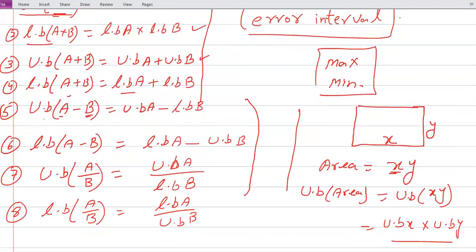The only difficulty you will feel is with division and subtraction. For example, if you have to find the upper bound of A minus B, you will use the upper bound of the first minus the lower bound of the second. If you have to find the lower bound of A minus B, use the lower bound of the first minus the upper bound of the second. For the upper bound of A over B, find the upper bound of the first over the lower bound of the second. And for the lower bound of A over B, it will be the lower bound of the numerator over the upper bound of the denominator.